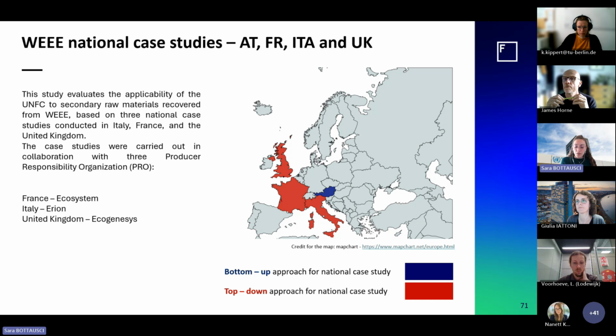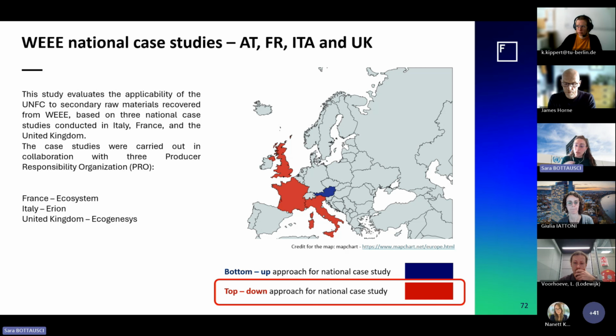And together we applied a top-down approach, because we mostly used statistical and also aggregated data. On the other hand, the Austria case study was developed by the Austrian Environmental Agency, and what they did was to apply a bottom-up approach because they were able to collect more primary data directly from treatment operators. And today, of course, we will focus on the top-down examples because, again, those are the ones we at SCYCLE have conducted.